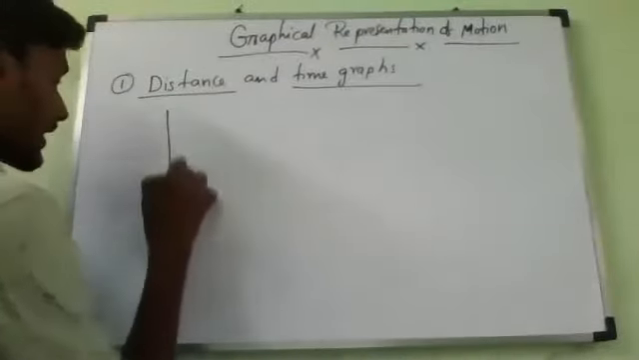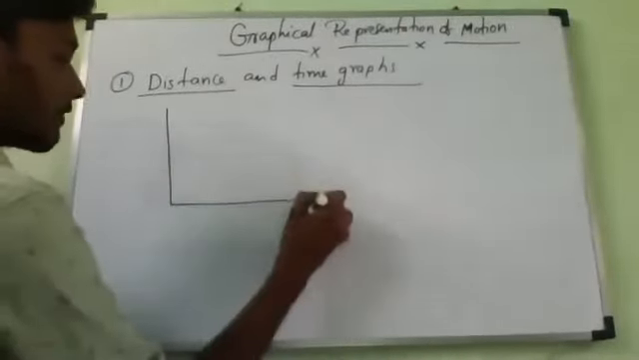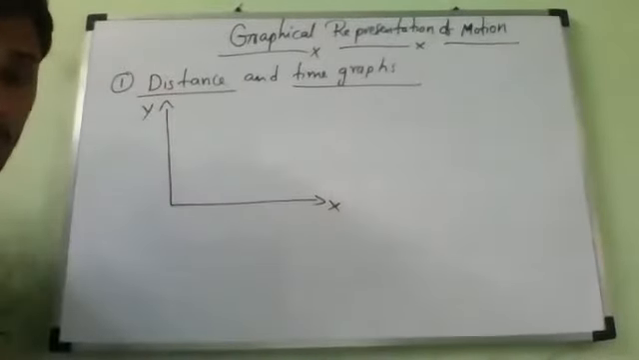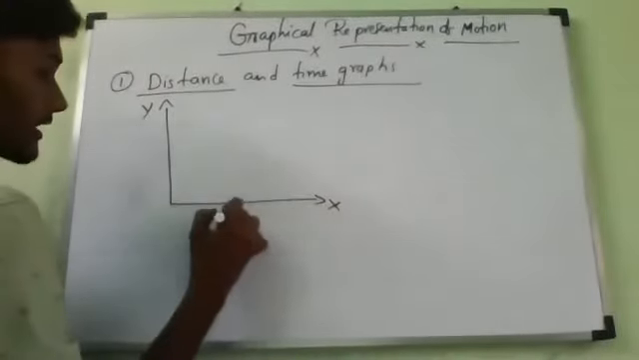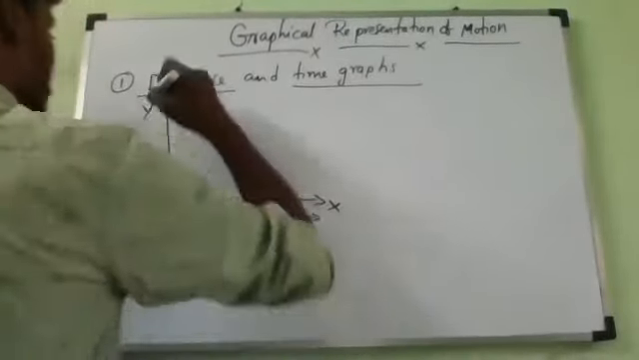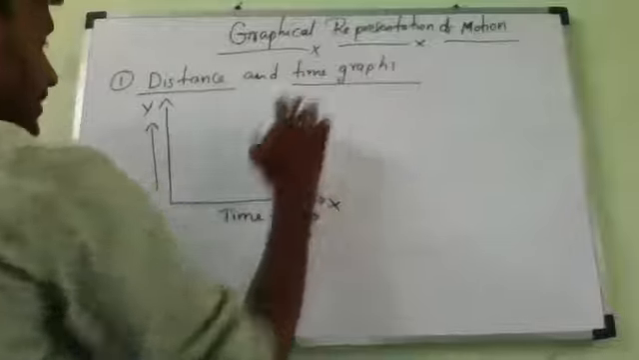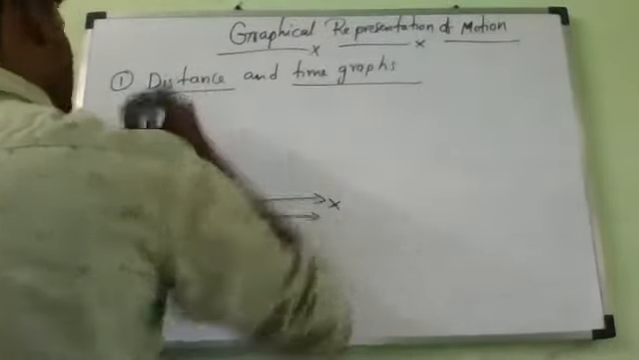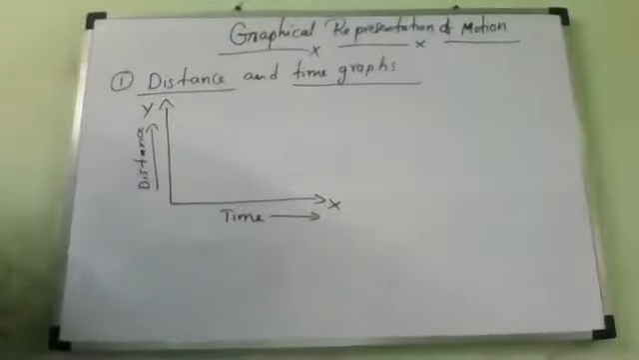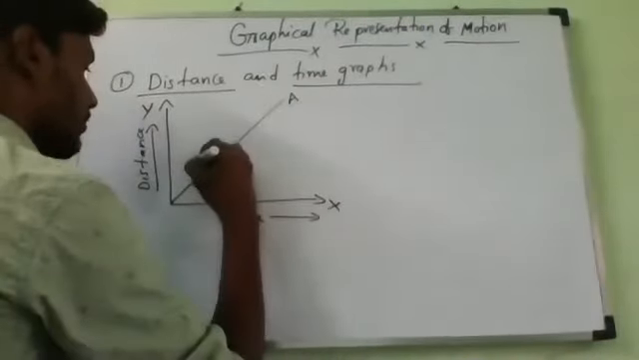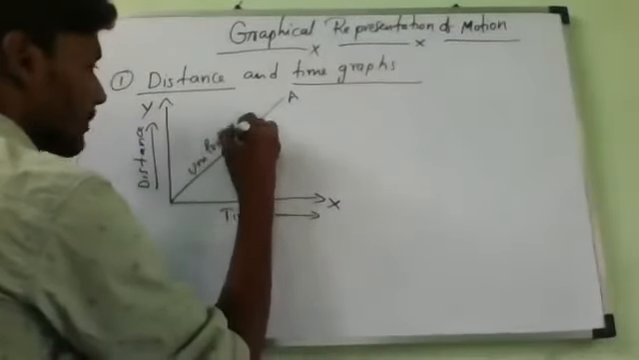Let it be. In a graph we always have two axes: one is the x-axis, another is the y-axis. Always remember, whatever the graph, time is on the x-axis. Now the y-axis remains, and distance will come on the y-axis. If we draw a graph like this, this is called uniform speed.